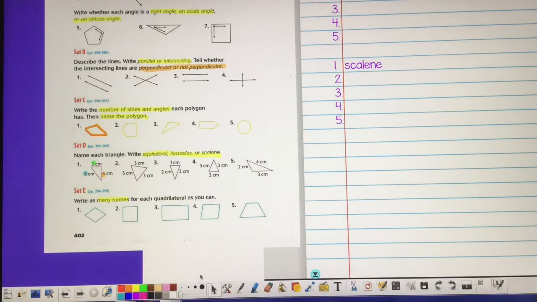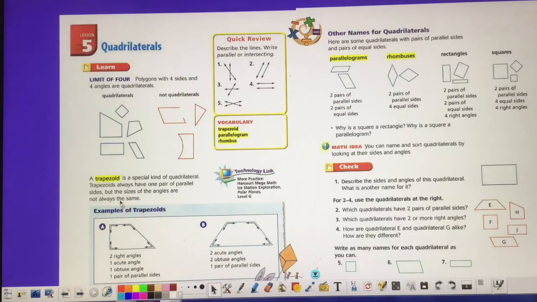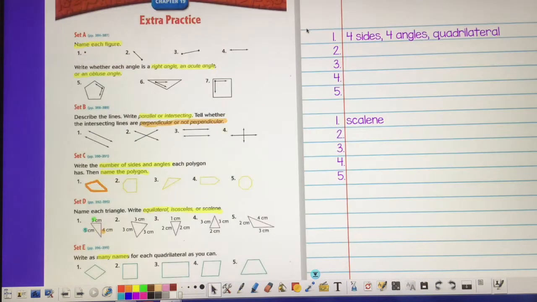Okay, then for the final set, set E, it says write as many names for each quadrilateral as you can. So here I'm going to go to page 396 and 397. Here I can see what makes the shape a trapezoid, what makes it a parallelogram, what makes it a rhombus, what makes it a rectangle, what makes it a square. So I want to make sure I have page 396 and 397 open as well.